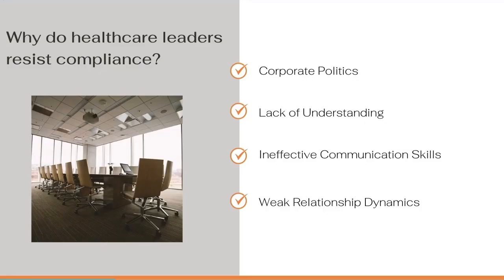Weak relationship dynamics. So that's another one where, if the compliance officer doesn't have a solid relationship built on rapport and trust with the leaders, then they're going to be resistant to compliance. And that's going to lead to that sort of overall lack of trust, where they're unsure what your intentions are. They think you're out there to play gotcha with them or catch them making a mistake and embarrass them or something like that. So these are really all the things that lead to that perception of being an obstacle or the grown-up version of a hall monitor.